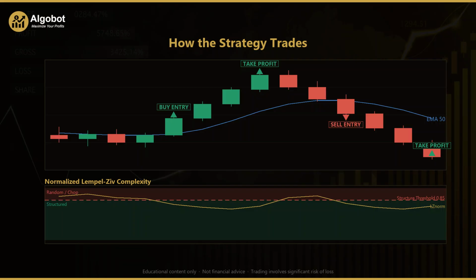So across a single sequence, you've seen both halves of this symmetric system. A long born from an upward collapse in complexity, and a short born from a downward one. Each entered on the transition from randomness into structure, and each managed by volatility-based stops and targets, or by an early exit if that structure dissolves.